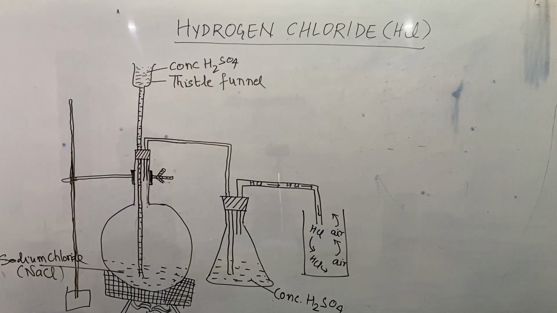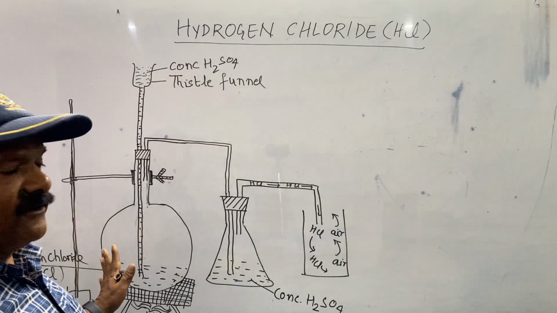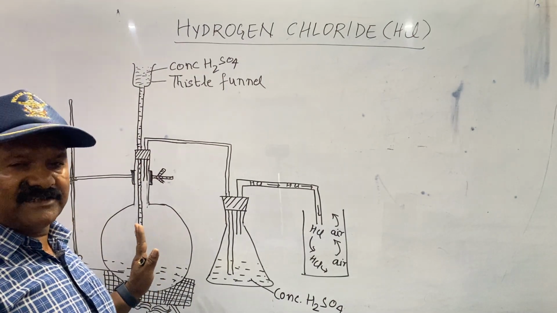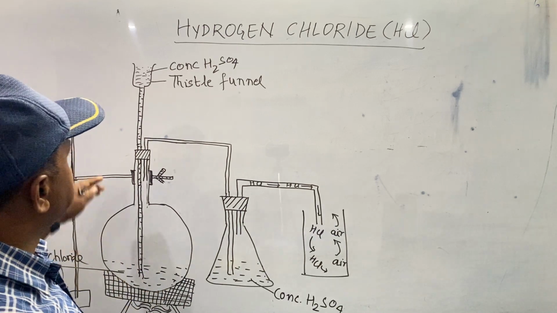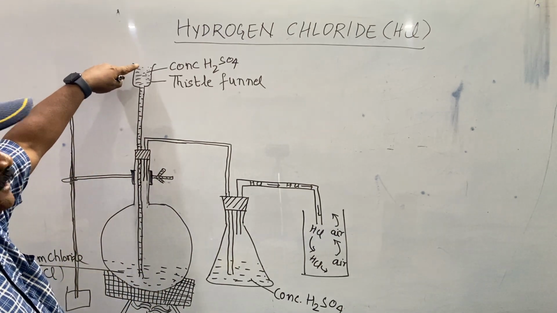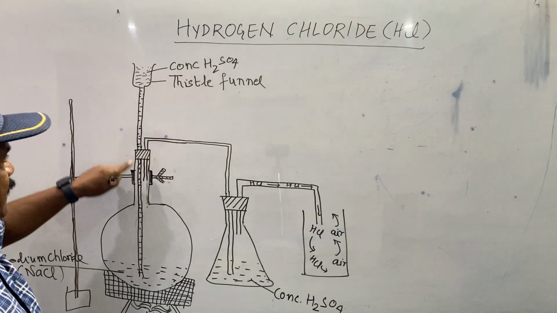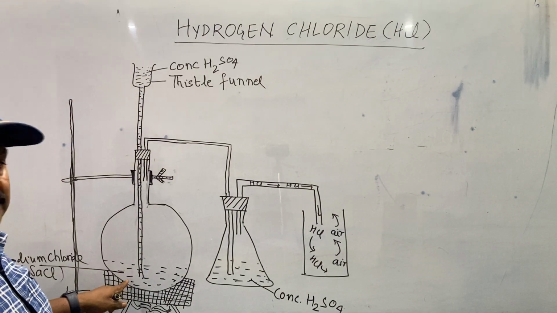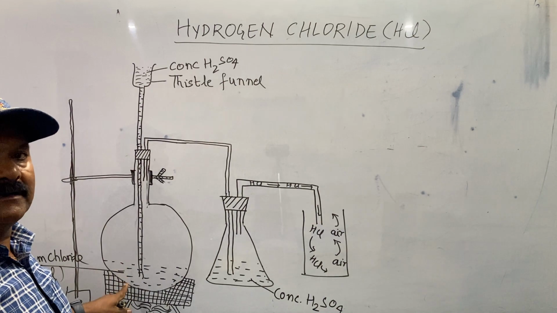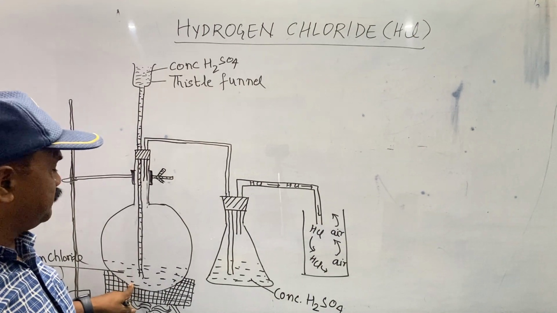Your apparatus is ready for the preparation of HCl gas, hydrogen chloride gas. So you are pouring the concentrated sulfuric acid from the top through the thistle funnel, and that acid will come and will start reacting with the sodium chloride inside the round bottom flask.